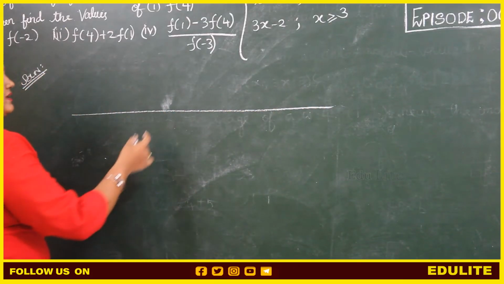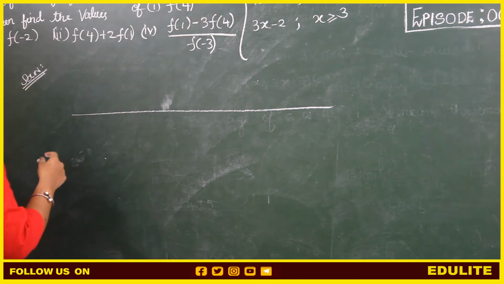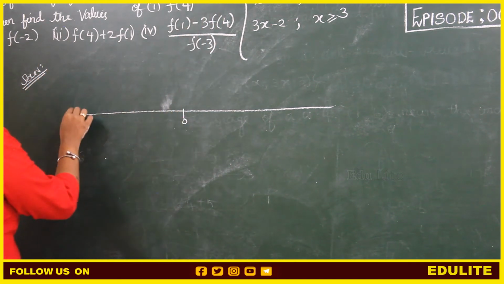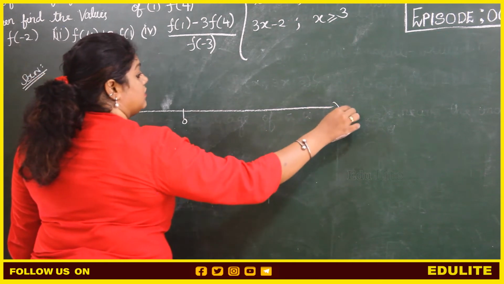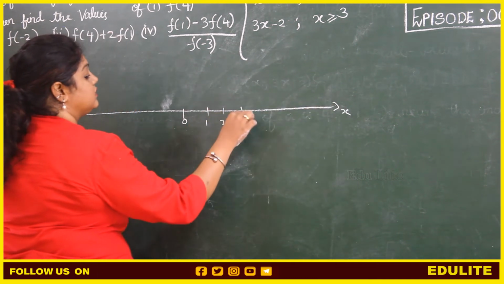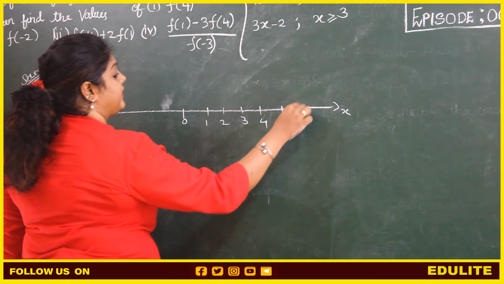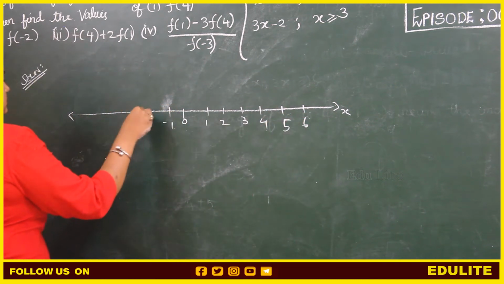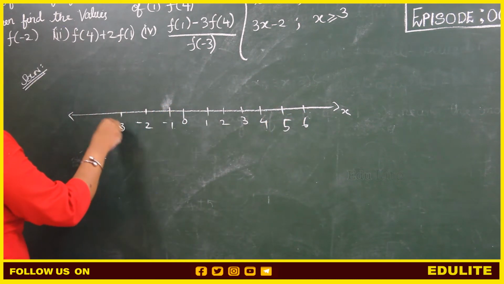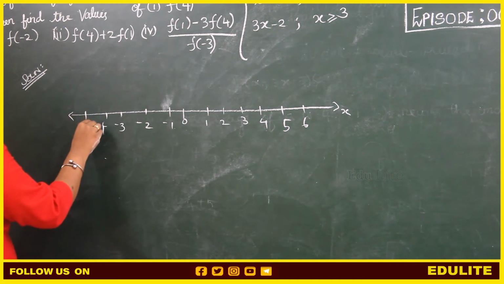Only the x-axis I am considering, because only it is given as the values of x. 0, 1, 2, 3, 4, 5, 6. Minus 1, minus 2, minus 3, minus 4, minus 5.